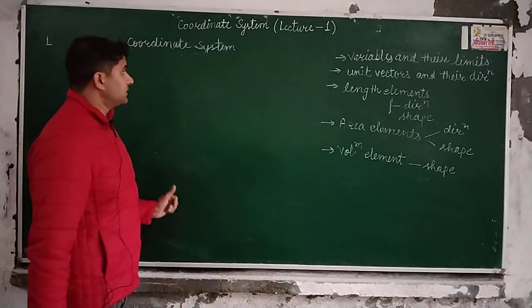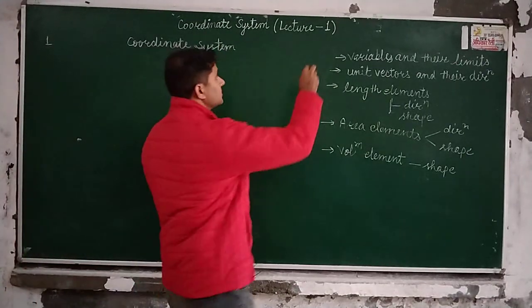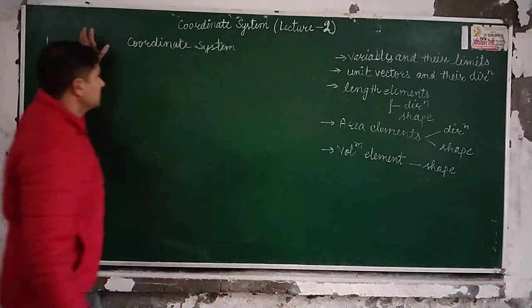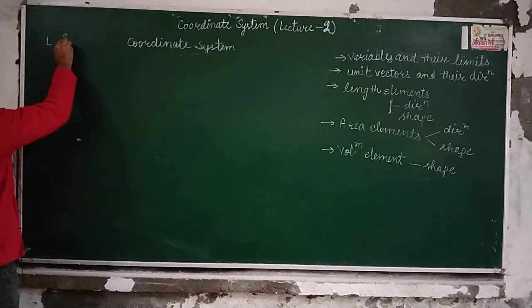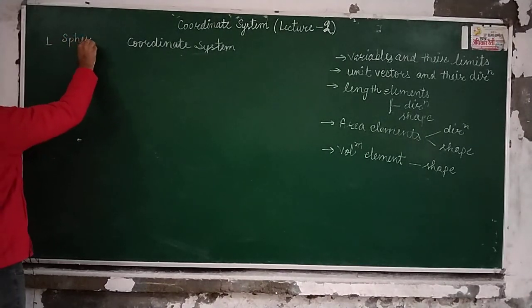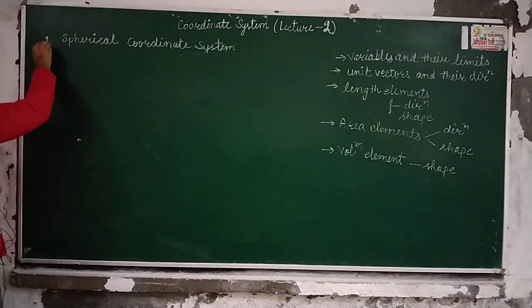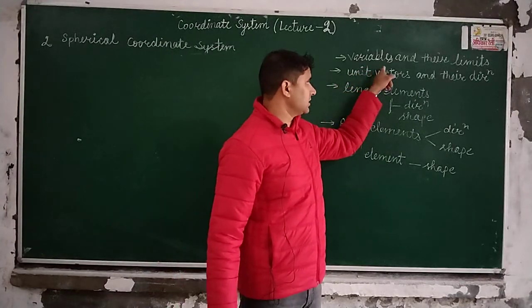In the previous lecture we discussed the Cartesian coordinate system, lecture 1. This is lecture 2. Here we will discuss the spherical coordinate system. This is the second lecture. Firstly, we will discuss what the variables are.